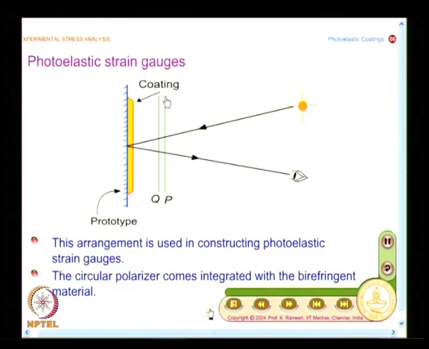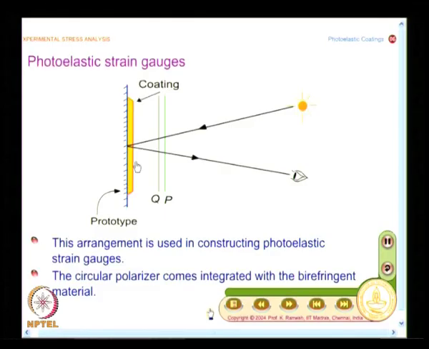Sir, how do photoelastic strain gauges work? See, in a photoelastic strain gauge, what you have is a polarizer and a quarter wave plate. They are shown here separately, but in actual manufacture these will be pasted on the coating itself. You have a separate plastic base which will have the coating with the polarizer and quarter wave plate integrated. And if you look at a circular polariscope, you have what is known as a bright field and dark field.